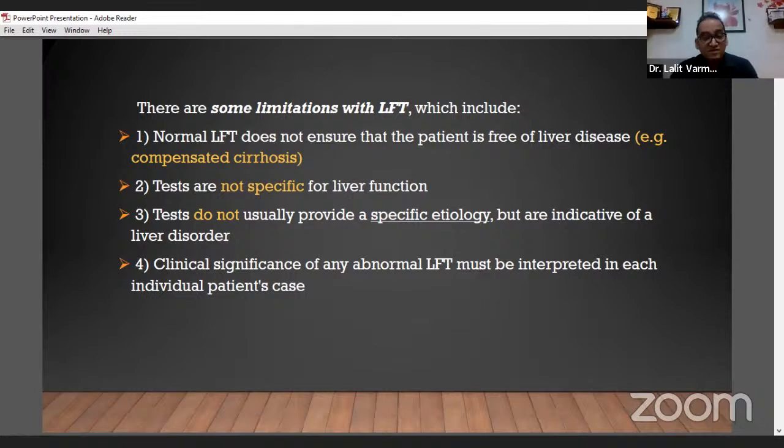Fourth, the clinical significance of any abnormal LFT must be interpreted in each individual patient case. So we often get patients with, say, viral disease, where the SGOTs are in thousands. But likewise, we can get a patient where the SGOT is 100 or 120 or 150, but that patient might require a liver transplant, versus the one who has a very high SGOT, SGPT, but that can be dengue, that can be a viral illness, which can settle down over a period of time. So it has to be an individual case-based scenario.